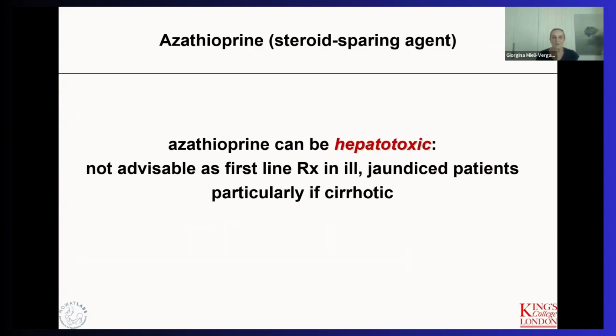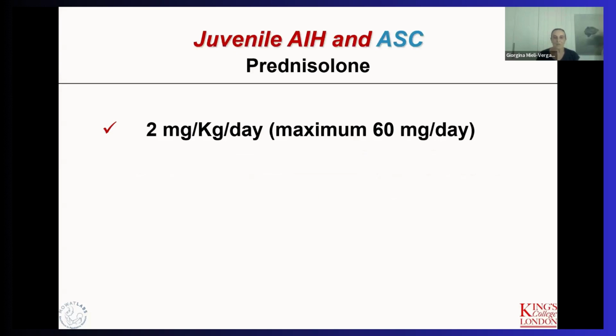A very important point to remember is that azathioprine can be hepatotoxic. Therefore, it's not advisable to use it as first-line treatment in ill jaundiced patients, particularly if cirrhotic. And in fact, also for the adults now, the European guidelines, the EASL guidelines, do say very clearly not to start azathioprine at the beginning, but only 2 to 3 weeks after starting prednisolone. What we do in the juvenile form, we give 2 milligrams per kilogram per day of prednisolone with a maximum dose of 60 milligrams per day.